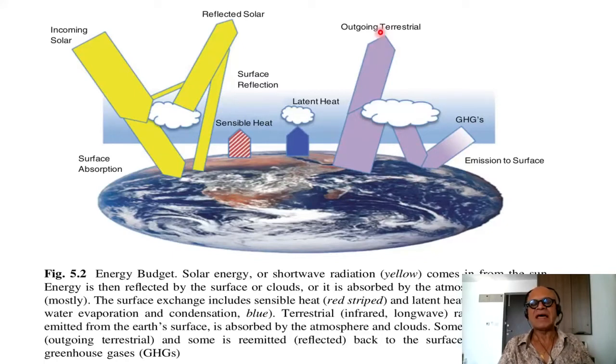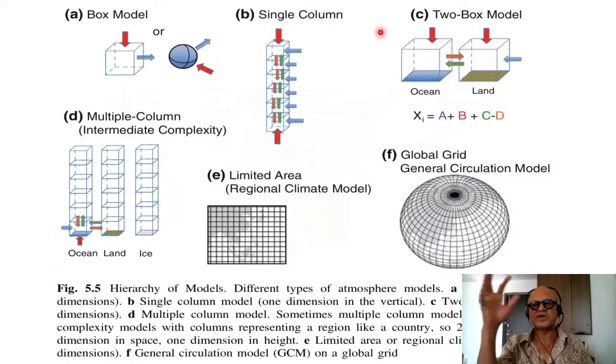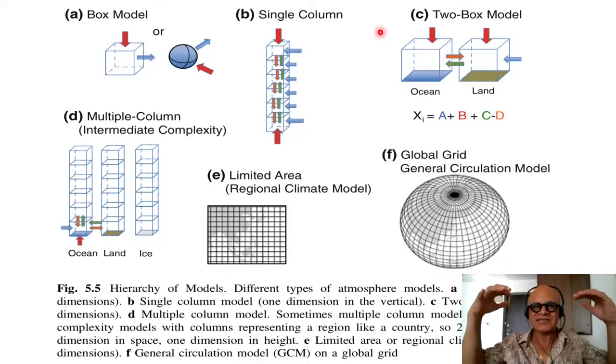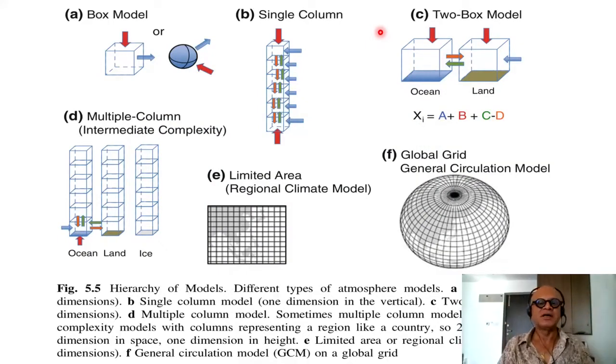Then there is an imbalance in the outgoing longwave radiation, and the atmosphere moves that heat, as well as the ocean, which takes up 93% of the excess energy that is trapped by increased greenhouse gases from human activity. Just as we saw before for the climate models, there is a hierarchy of models for the atmosphere as well.